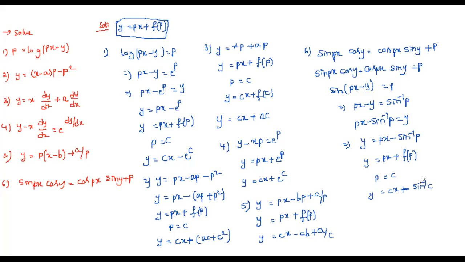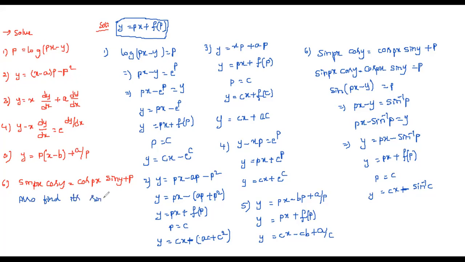Okay. So Clairaut's equation, they never mention that. You just need to identify whether it is in the form of Clairaut's equation or not. If it is in the form of Clairaut's equation, we can simply find the solution. Suppose for the same problem, the sixth problem, they also ask to find its singular solution.